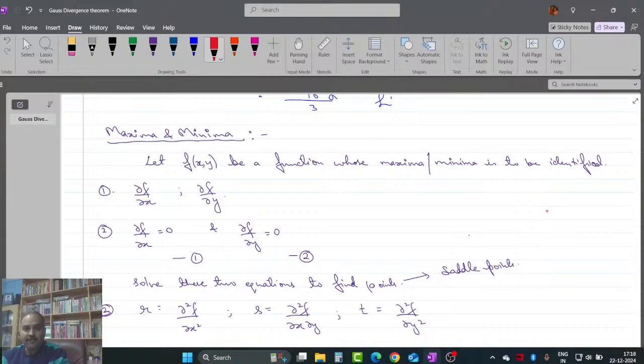So starting the topic maxima and minima. First of all, I consider a function f of x, y. Let this be a function whose maxima or minima I need to identify.